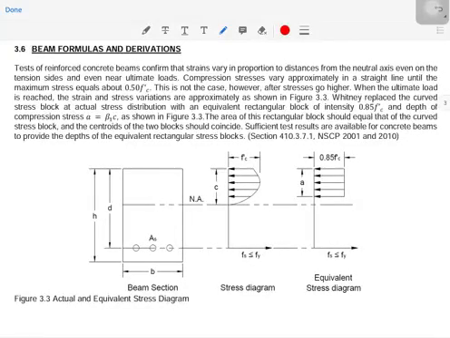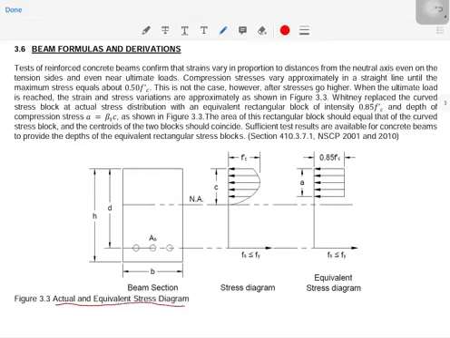Tests of reinforced concrete beams confirm that strains vary in proportion to distances from the neutral axis, even on the tension side and even near ultimate loads. Compression stresses vary approximately in a straight line up to a maximum stress equal to about 0.5 F'c. This is not the case, however, after the stresses go higher. So when the ultimate load is reached, the strain and stress variations are approximately as shown in figure 3.3.